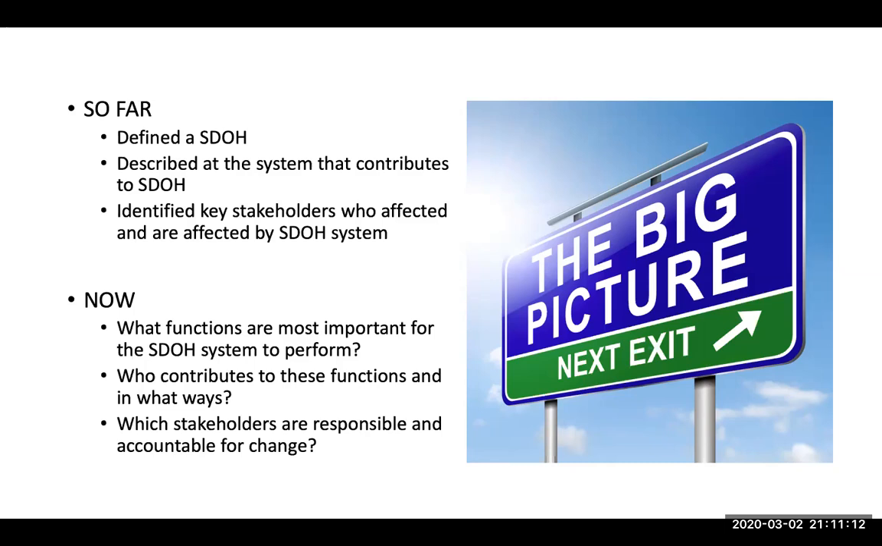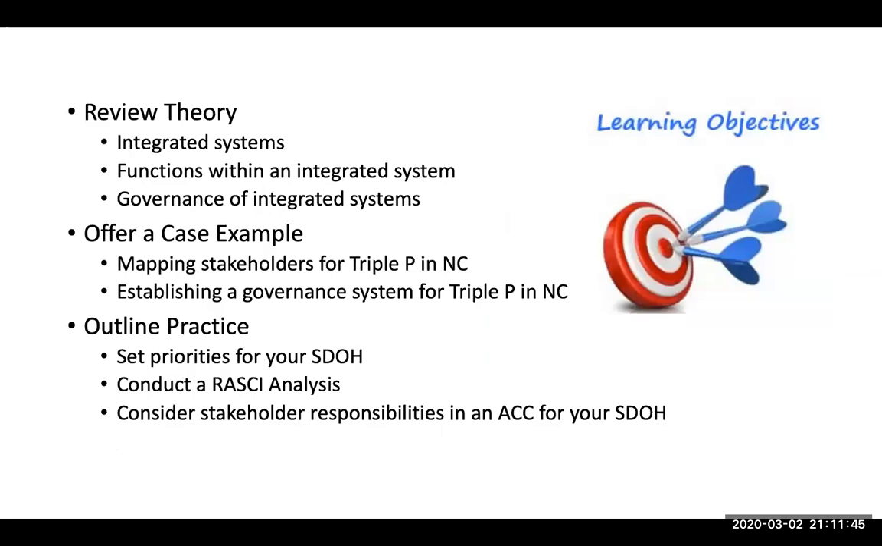You've begun looking at the stakeholders within a subsystem who are affected and/or who affect that social determinant of health. So now we're getting ready to turn and look at what are the things that we would like to see happening within that system in order to make improvements in that social determinant. We're going to talk about who contributes to making those things happen and in what ways, and think about which stakeholders are responsible and accountable for making those changes.